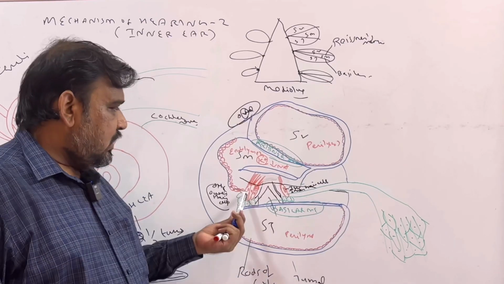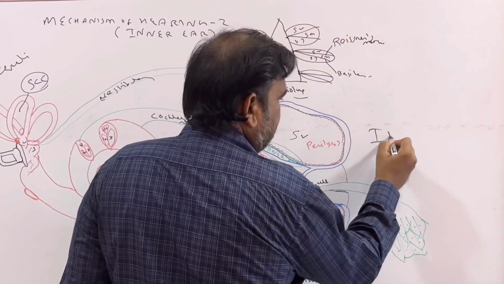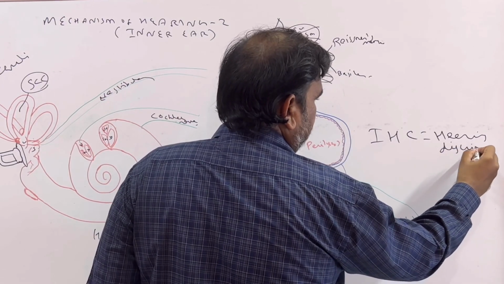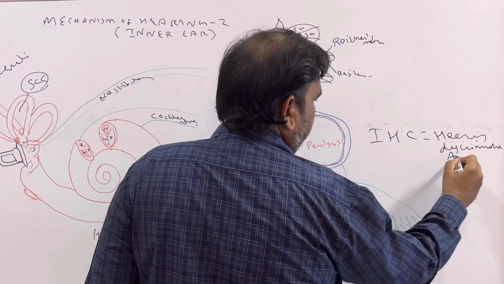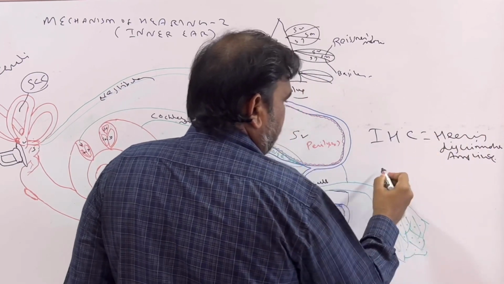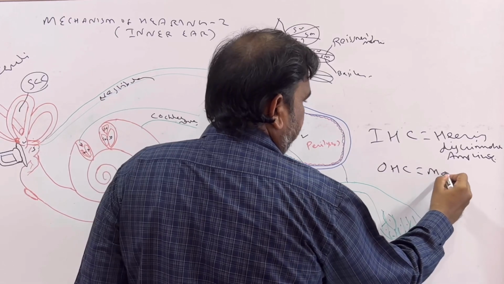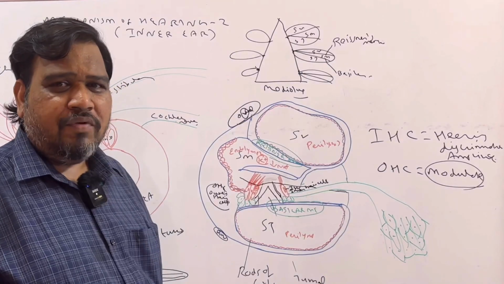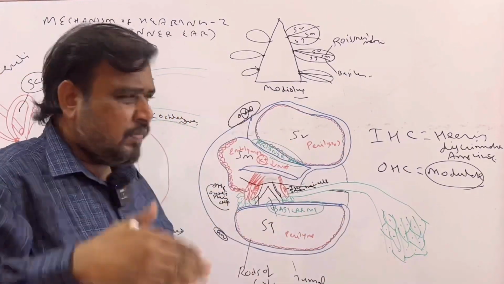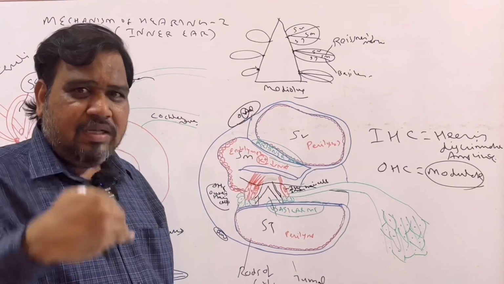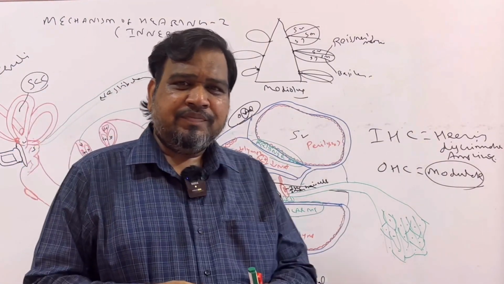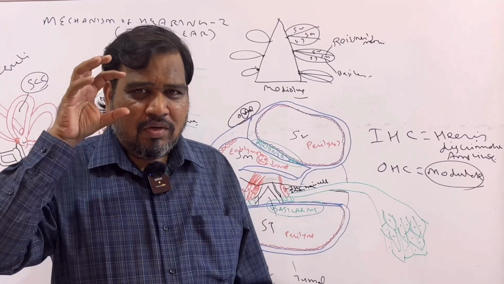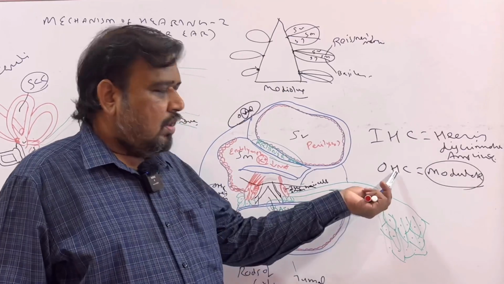Now next question. Then what is the function? I will write here. Inner hair cells mainly hearing, discrimination, amplitude, all. Outer hair cells mainly modulate, like modify, or have a little bit of control. For example, if too much sound comes, maybe the outer hair cells help in decreasing that sound. Or one more example, various frequencies or sounds are surrounding me, I want to hear a specific frequency. There again, outer hair cells help.